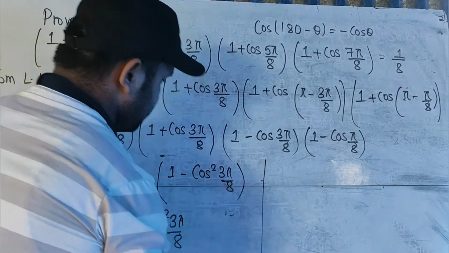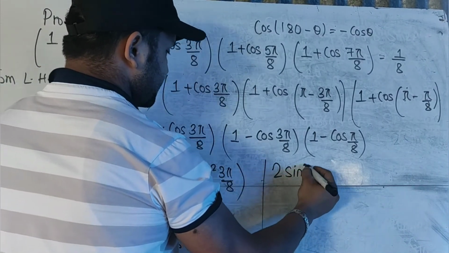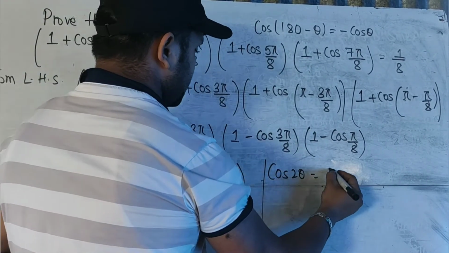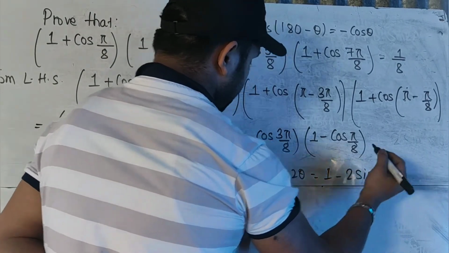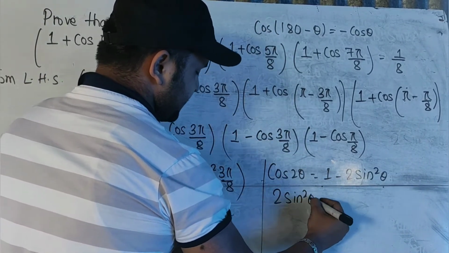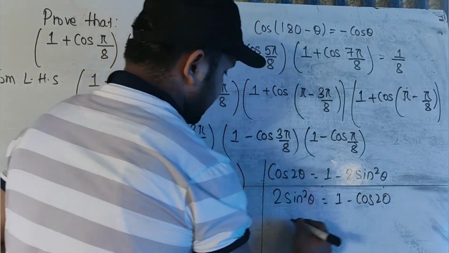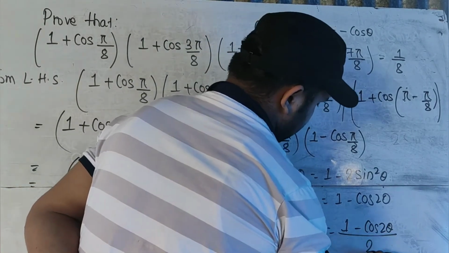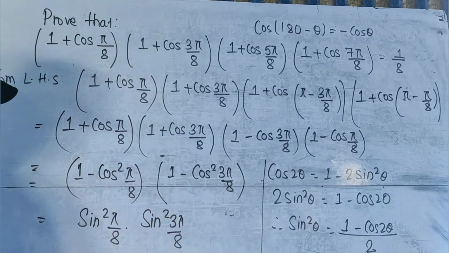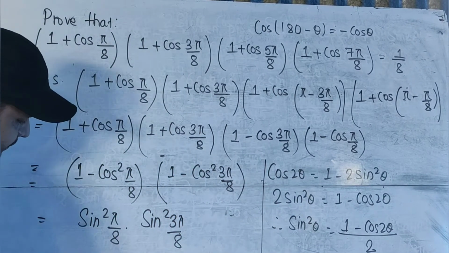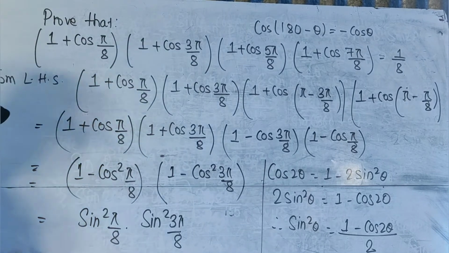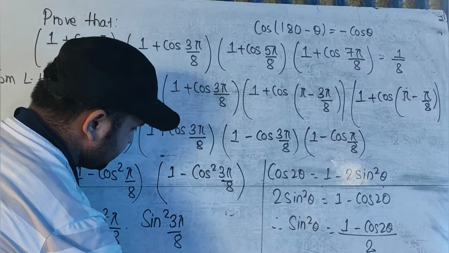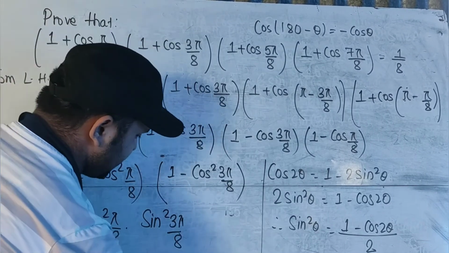Now we come to the major problem. We have 2 sine square theta. Okay, now let's begin from the beginning. We have cos 2 theta equals 1 minus 2 sine square theta. Now when you further solve it, you have 2 sine square theta equals 1 minus cos 2 theta. Again, we can say that sine square theta equals 1 minus cos 2 theta divided by 2. So sine square theta is 1 minus cos 2 theta divided by 2.